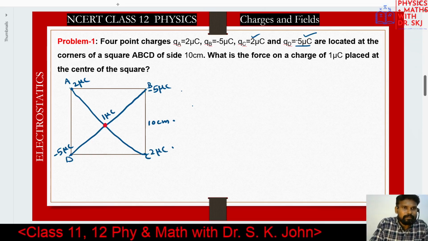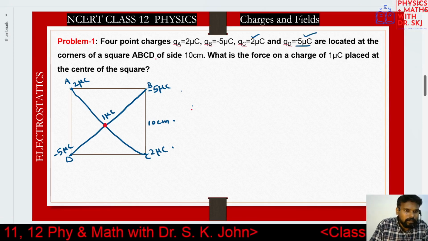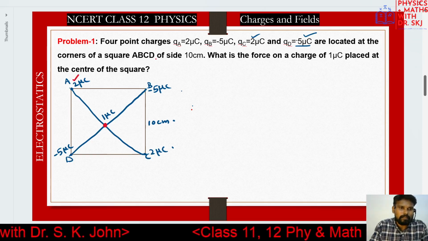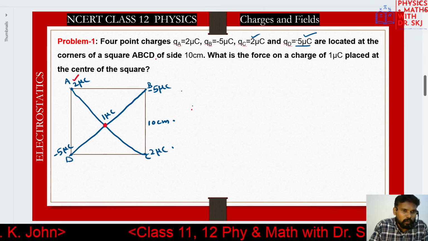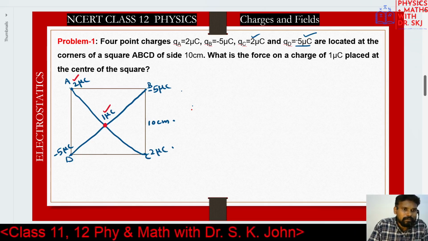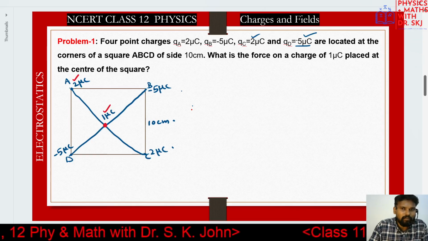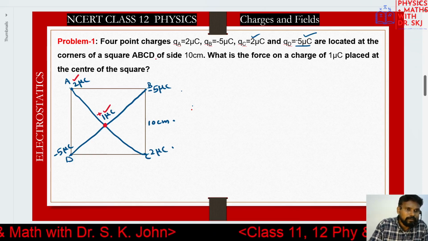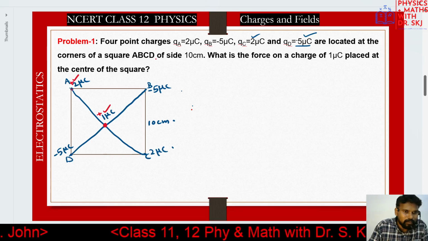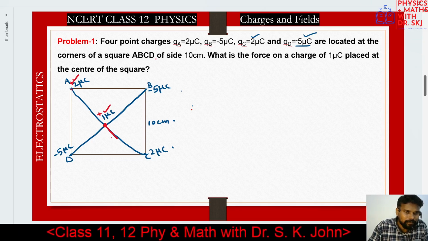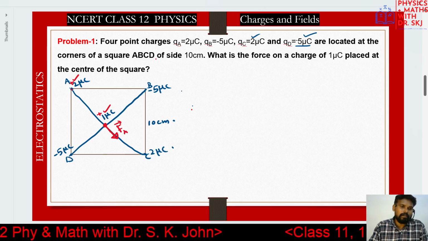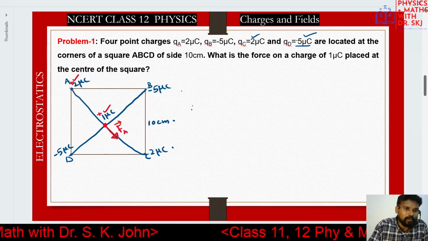Now the question is, what is the total force on this 1 microcoulomb charge? If you consider these charges individually, let us consider the force on this 1 microcoulomb charge due to the 2 microcoulomb charge. Both are positive charges, so there will be a repulsion. This 2 microcoulomb charge will repel this 1 microcoulomb charge along this line. This is the force applied by that 2 microcoulomb charge at A.